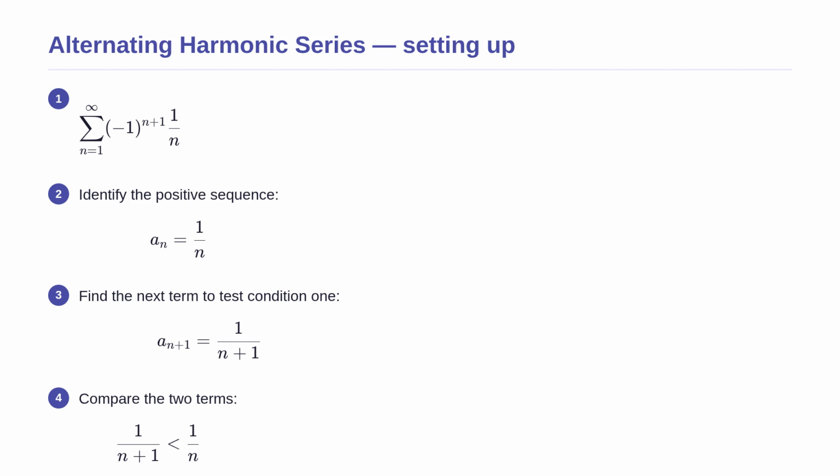We strip away the alternating sign multiplier to isolate the positive sequence a sub n, which is simply 1 divided by n. To check our first condition, we find the next consecutive term by replacing n with n plus 1. Because the denominator of the new term is larger, the overall fraction is strictly smaller, satisfying our first condition.